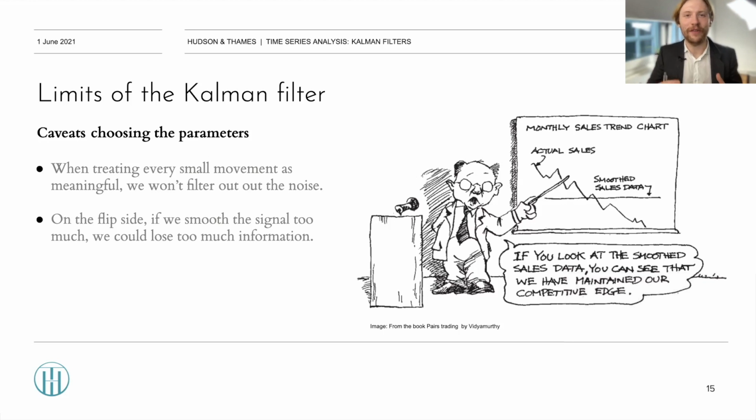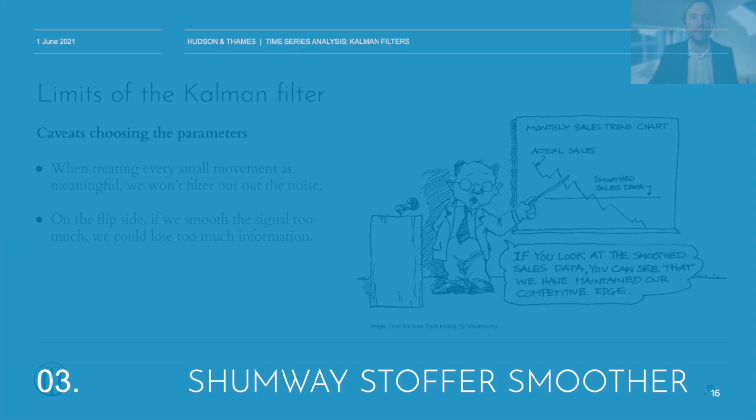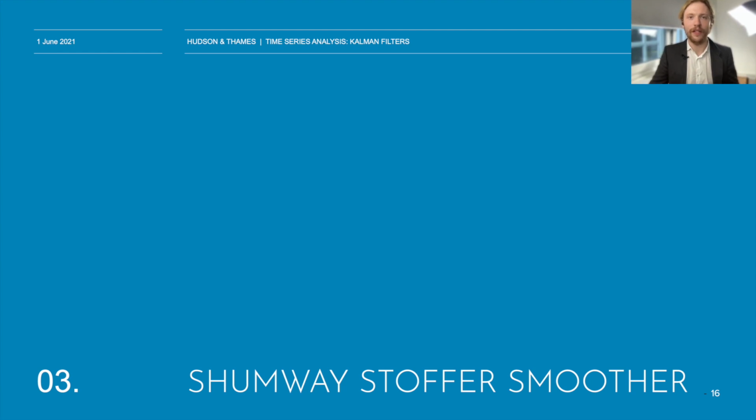But before you jump right into the Kalman filter, let me state two problems of the Kalman filter. First of all, as stated, your data might not be following the Gaussian distribution. The second problem is related to smoothing. Imagine every small movement you consider meaningful, and then you won't filter out the noise. But on the flip side, if you smooth out the signal too much, you could lose some information. I found this comic strip from the book Pairs Trading, which describes the situation pretty well.